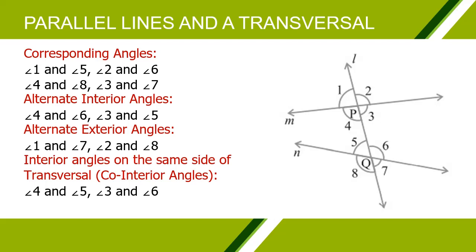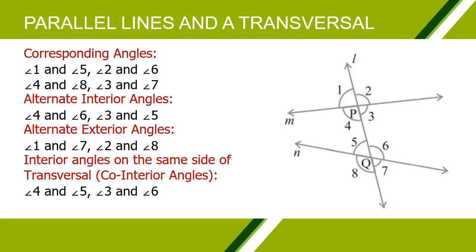Now next is alternate interior angles. Alternate interior angles are a pair of angles on the inner side of each of those two lines but on opposite sides of the transversal. According to our figure, angle 4 and angle 6, and angle 3 and angle 5 are alternate interior angles.